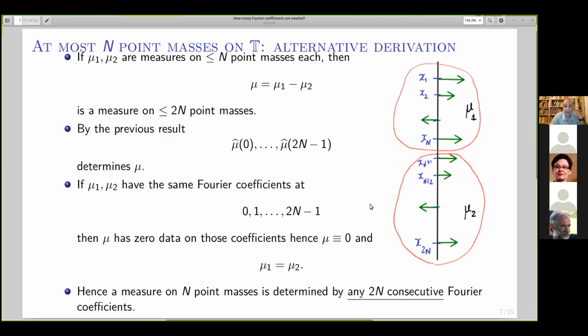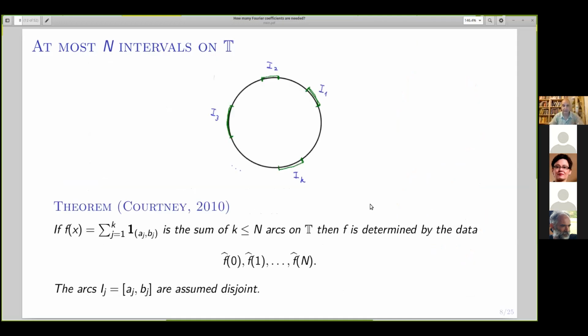Okay, having dealt with the endpoint masses, we now go to a new problem, which concerns the following nonlinear family of functions. Our functions will be a sum of indicator functions of at most n intervals. So we have a number k, which is at most n, and we take an indicator function of k intervals on the circle. We assume they are disjoint, not even their endpoints can be common, and we want to recover it from the Fourier transform of this function.